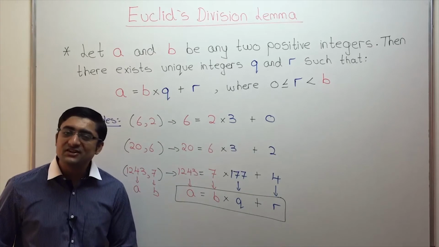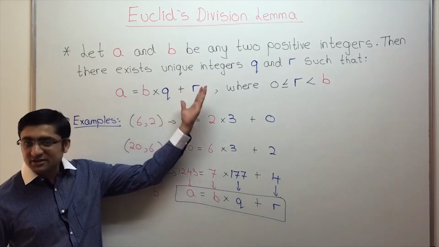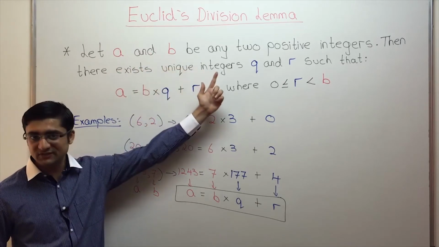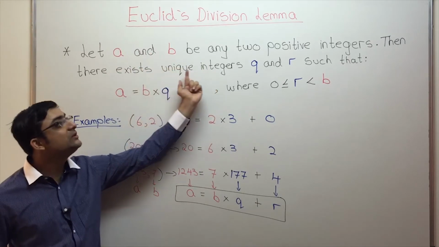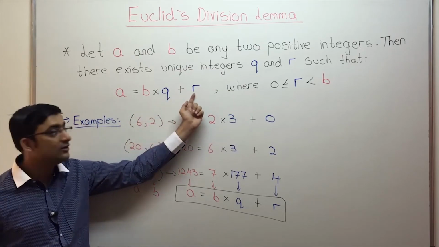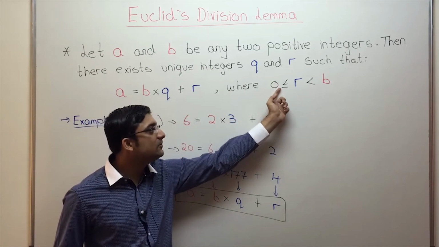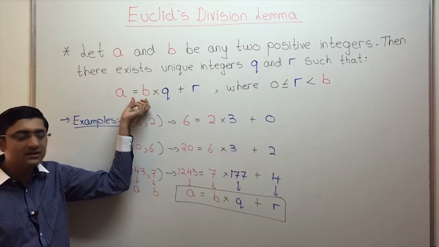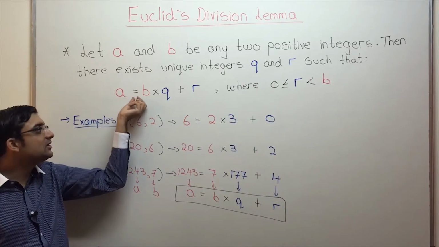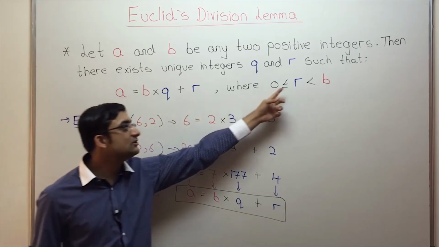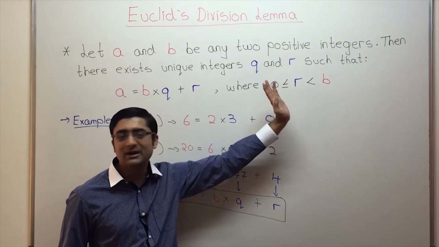So previously we have shown the concept of Euclid's division lemma. So I've stated it formally over here. So see, let a and b be any two positive integers. Then there exist unique integers q and r such that a is equal to b into q plus r, where r is greater than or equal to 0 and less than b. So see, what are a and b? They're nothing but dividend and divisor. So dividend is equal to divisor multiplied by quotient plus remainder. And as we saw, the remainder is greater than or equal to 0 but less than the divisor.